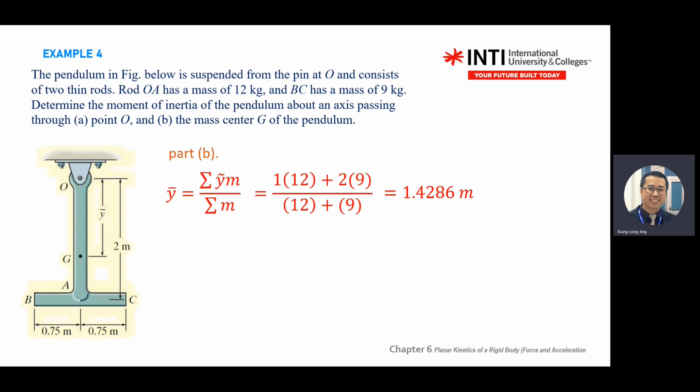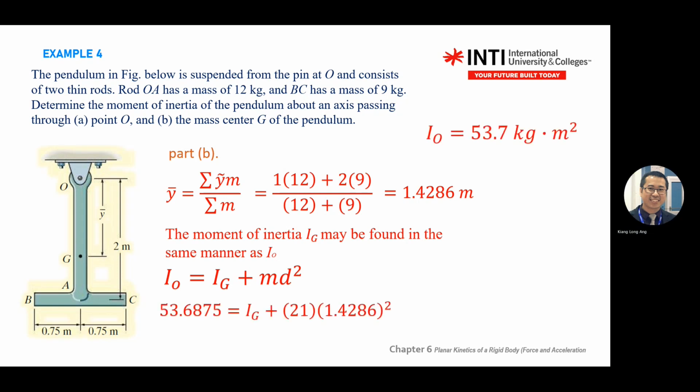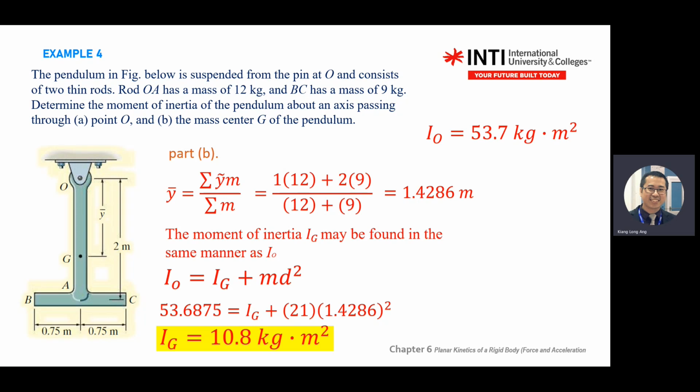So you get 1.4 meter. This is to find the y average for this body. So again, we are applying I equal to IG plus MD squared. You substitute the IO just now. Inside here, mass, you calculate the total, 12 and 9 get 21. D you find just now from the above equation. You find your IG equal to 10 point something.